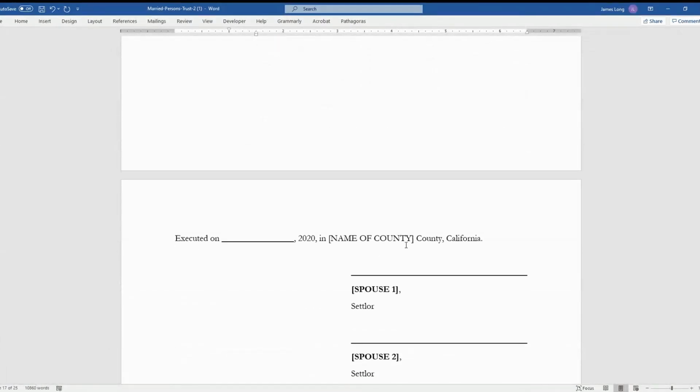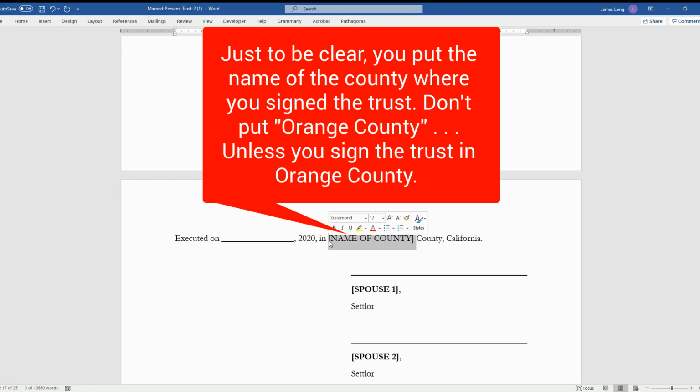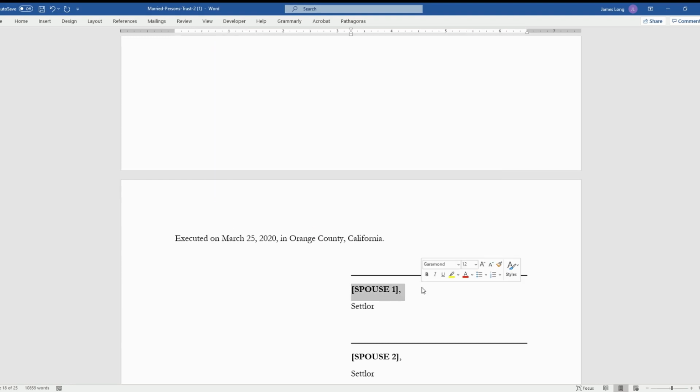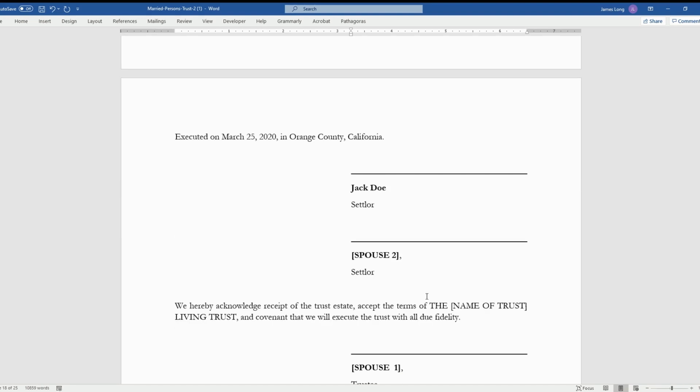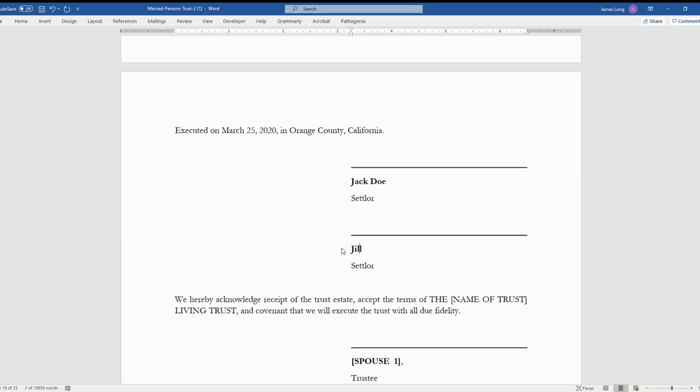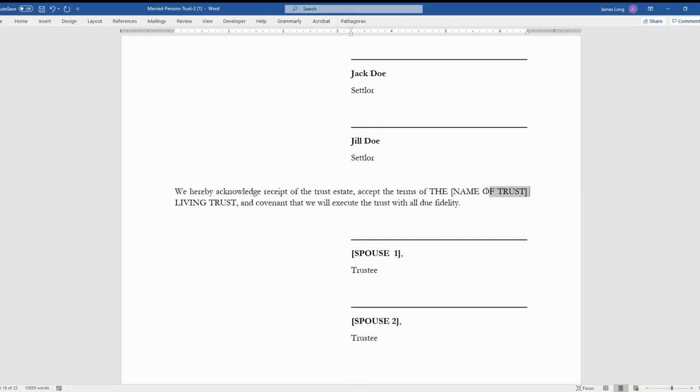All right. So the next thing you're going to do is put the name of the county. They were in Orange County, so it's going to be Orange County. The date, March 25th, 2020. You don't have to do that. Spouse 1, again, that's Jack Doe. Spouse 2, Jill Doe. The name of the trust, the Doe Family Trust.